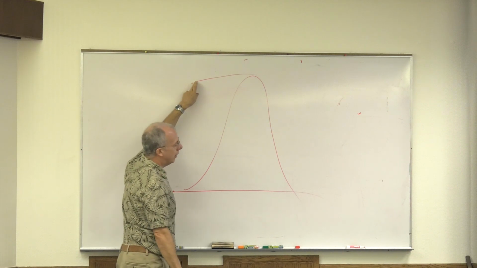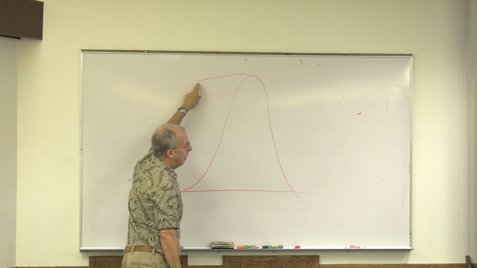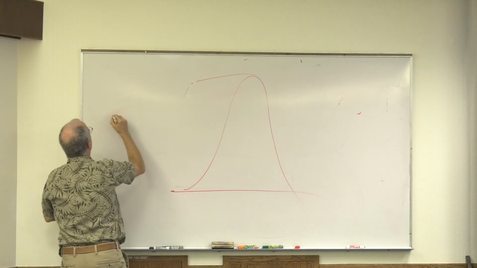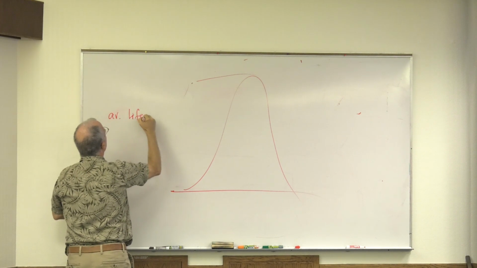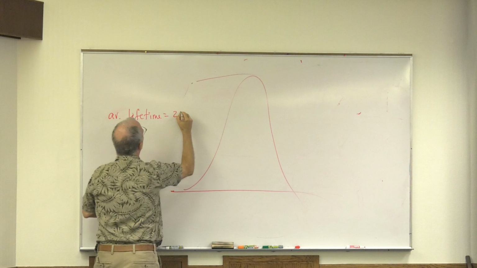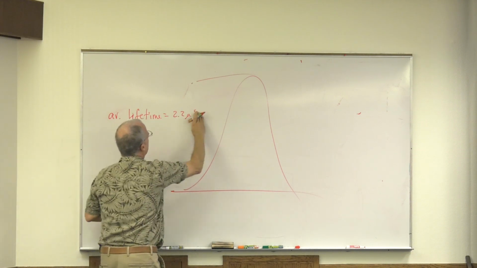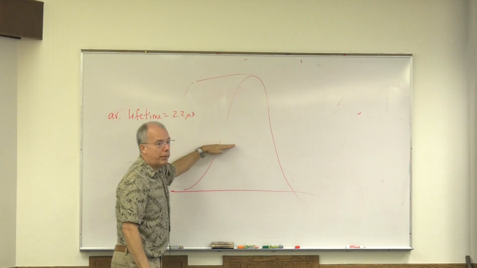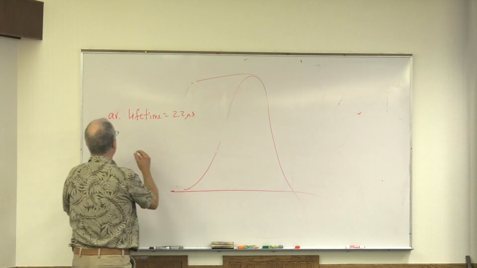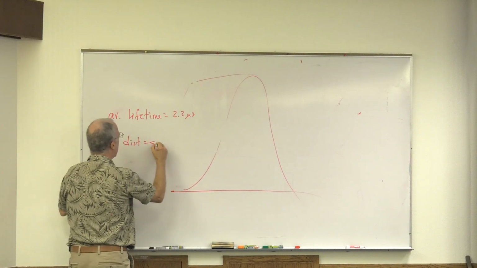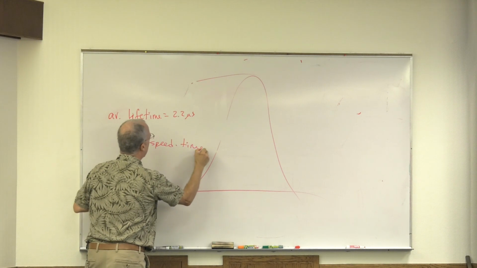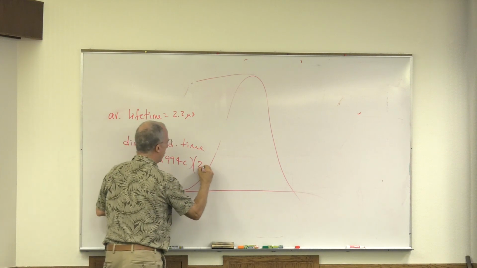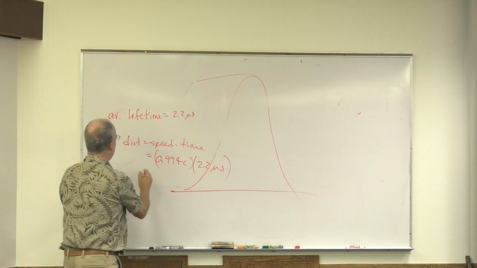Now, the muons are traveling at nearly the speed of light, but the average lifetime is only 2.2 microseconds, right? So you can figure out how far they'll go before they decay. Again, distance equals speed times time. The speed is 0.994 times the speed of light, the time is 2.2 microseconds, and so you can figure out the distance.